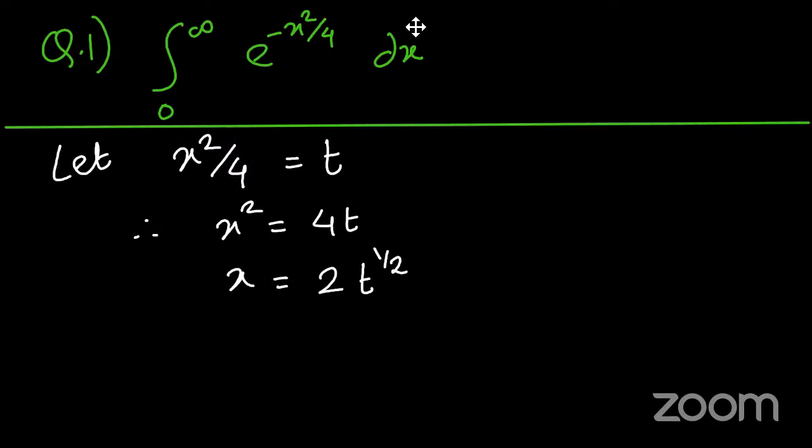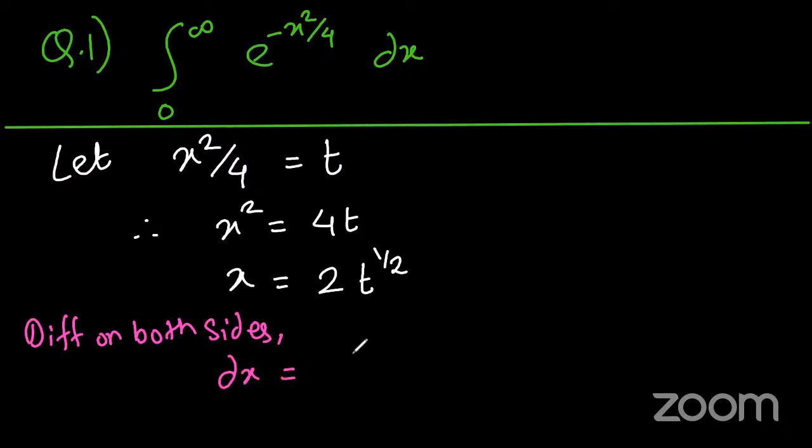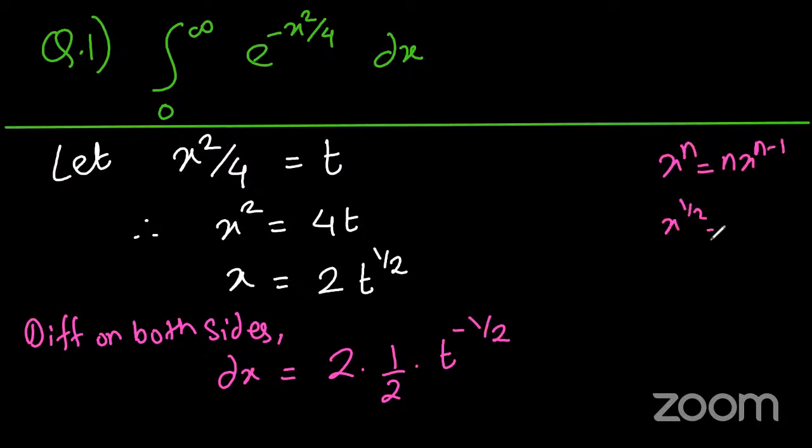Then we'll take the derivative of this one. If I differentiate on both sides, तो क्या होगा? It will become dx is equal to 2 t raised to 1 by 2. उसका डेरिवेटिव क्या आता है? 1 by 2 into t raised to minus 1 by 2. कैसे? See, x raised to n का डेरिवेटिव n into x raised to n minus 1 है। तो अगर यहाँ पे 1/2 होगा तो 1/2 x raised to 1/2 minus 1, it's a minus 1. Okay, this is the basic derivative.